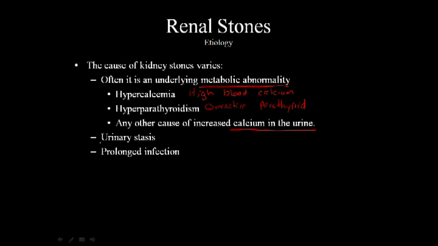Another thing is urinary stasis. If you have urine that you're just not able to evacuate, that can cause the metabolic waste that's being filtered through the kidneys to form a stone. And also prolonged infection. If you have a notorious history of renal infection, then somehow this can cause a renal stone as well. But typically we favor the metabolic abnormality as what has caused the renal stones. That's not to say that other means are not out there as well.